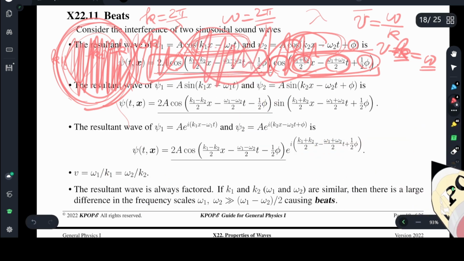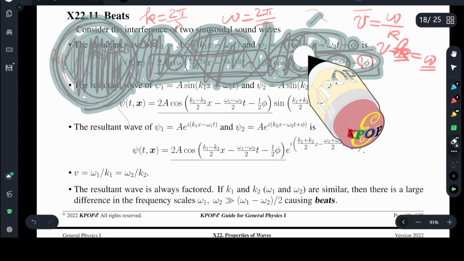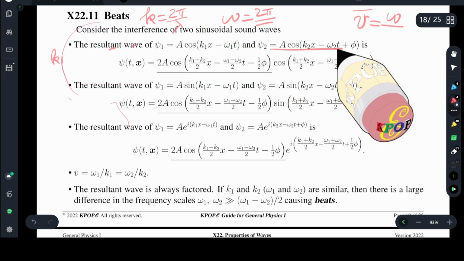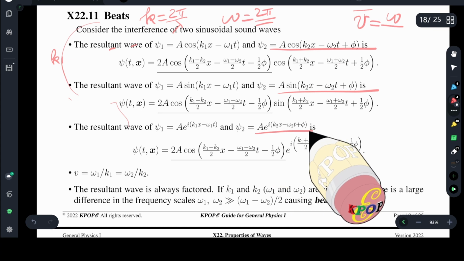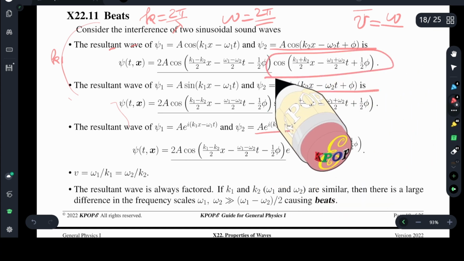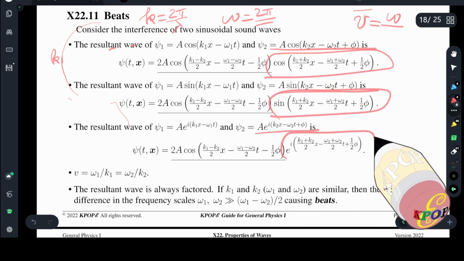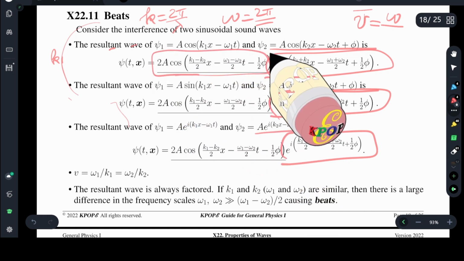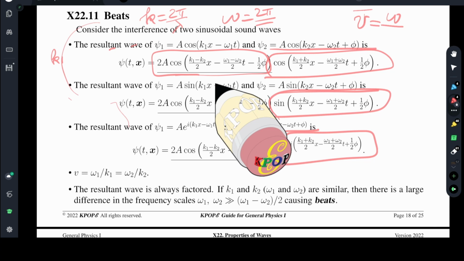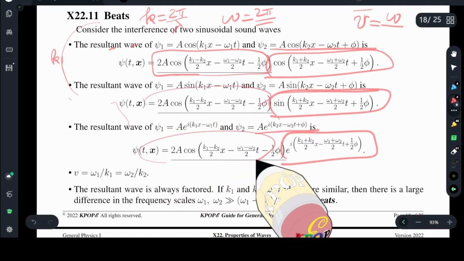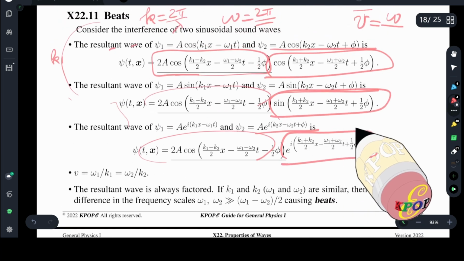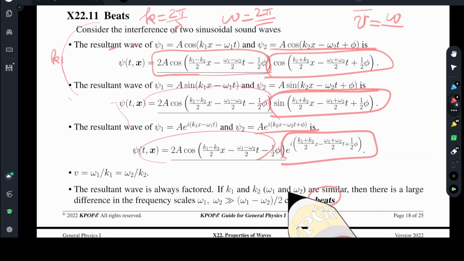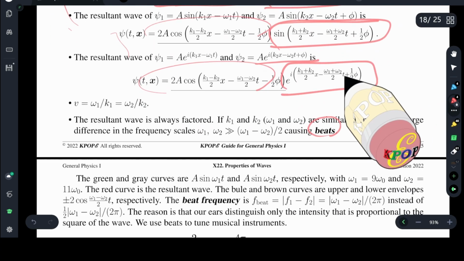This is true for everything, whether it is cosine, or sine, or exponential. The original function with the argument of the average, and 2 times the cosine of the difference multiplied by 1/2. They are identical. This kind of effect is called beats. Beats.